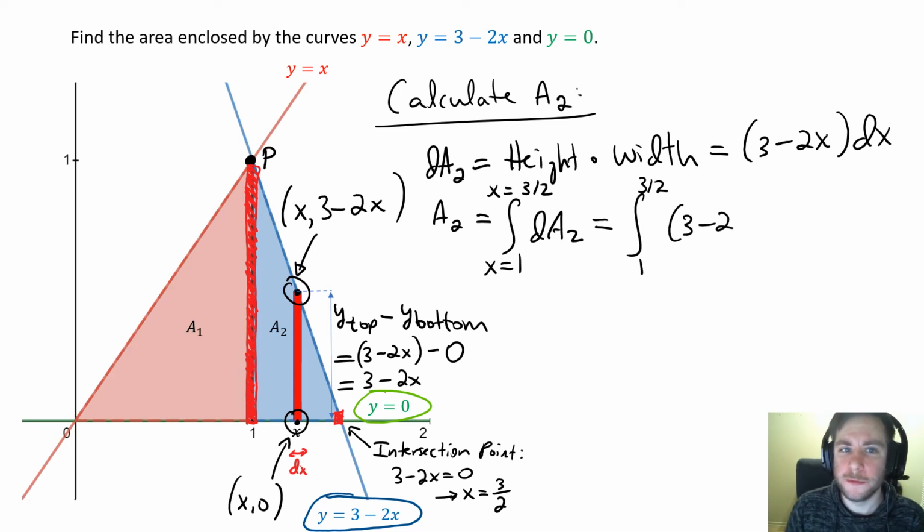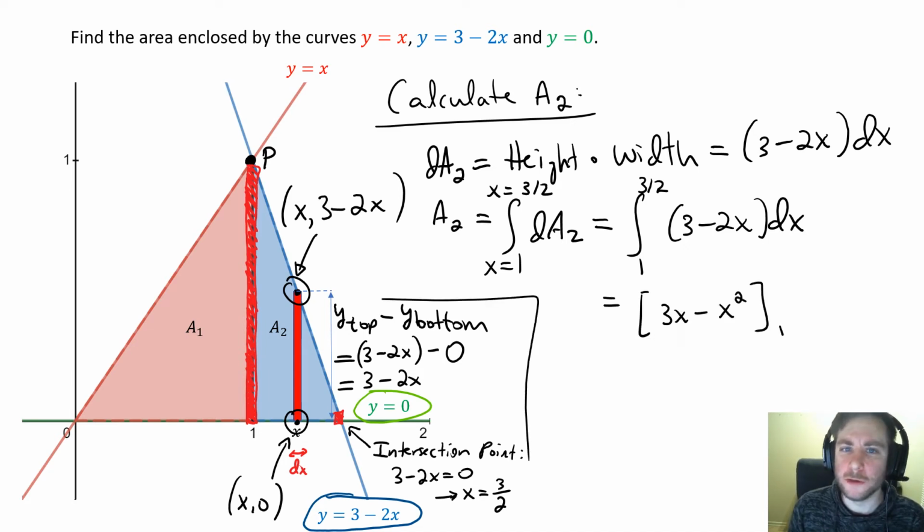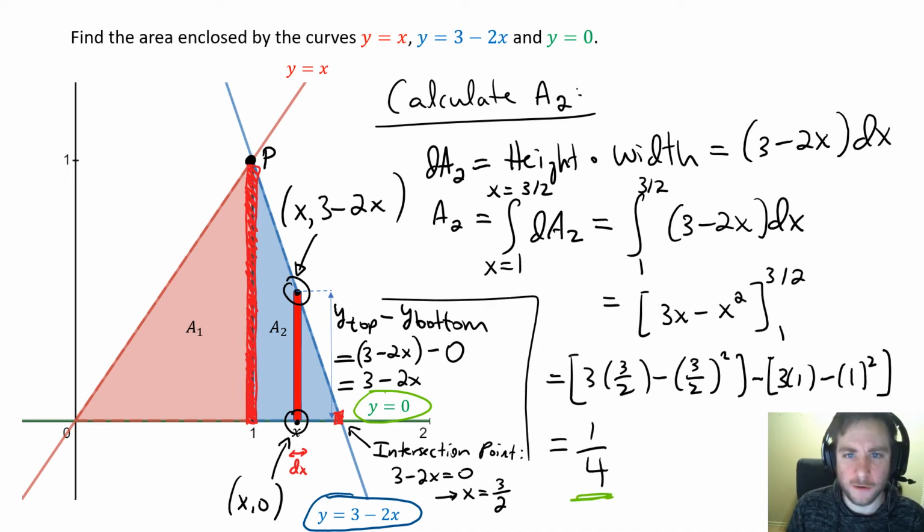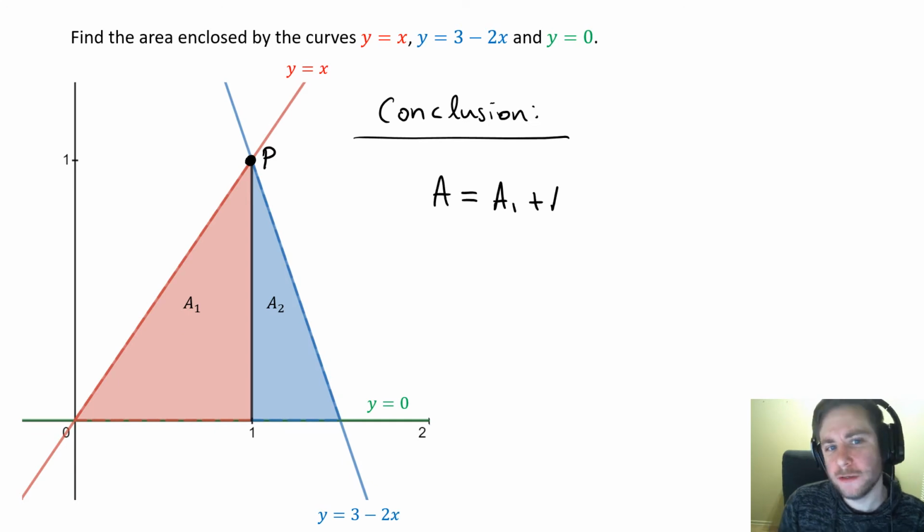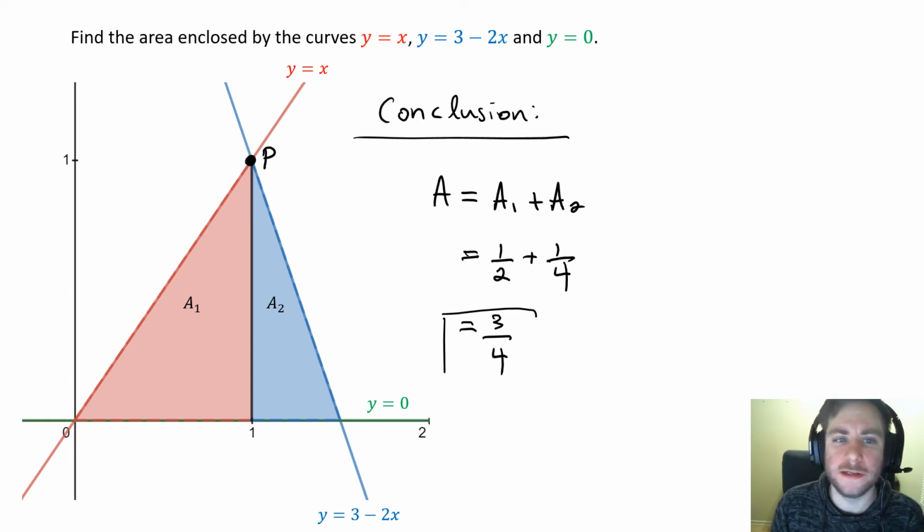Now, using the formula for dA2, we're ready to calculate this integral. The details of that part are pretty straightforward, so pause here and check all this for yourself to verify that the result is 1/4. As a final step, don't forget that we still need to add A1 and A2 together to get our total area. We found values of 1/2 and 1/4 for those respectively, and so our total area in this case is 3/4 square units.